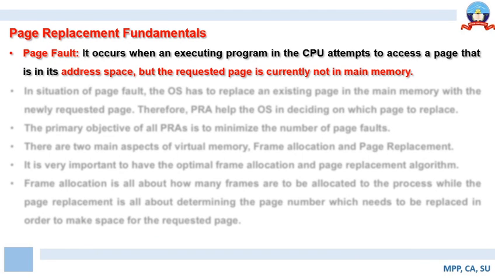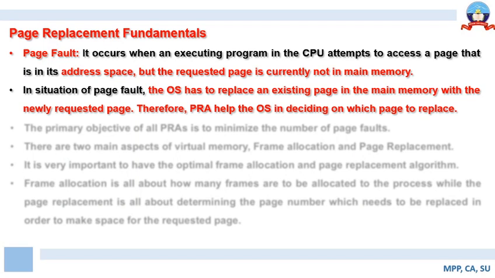Now let us discuss some of the fundamentals associated with page replacement. The first fundamental is called page fault. A page fault is said to have occurred when an executing program in the CPU attempts to access a page that is in its address space, but the requested page is currently not in the main memory. So whenever a process wants to execute a page belonging to it which is in its address space but which is not in the main memory, then a page fault occurs.